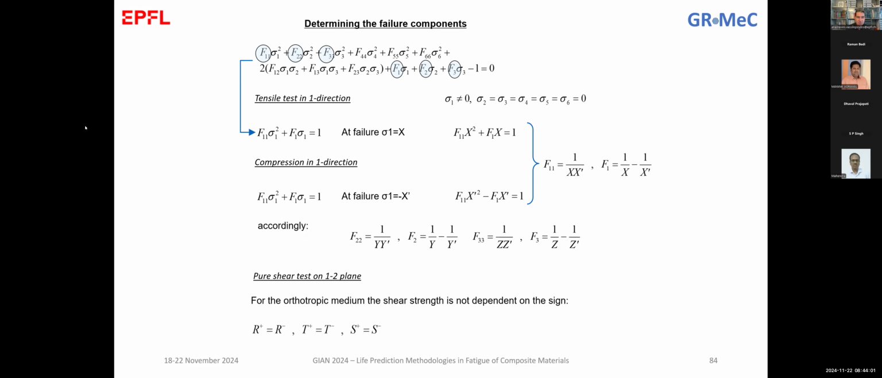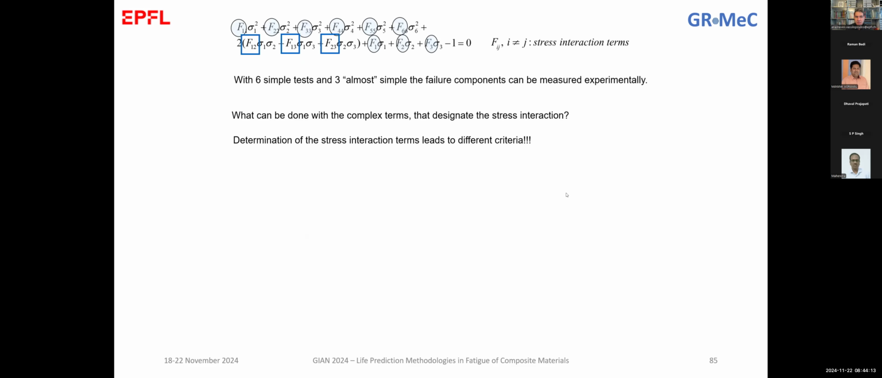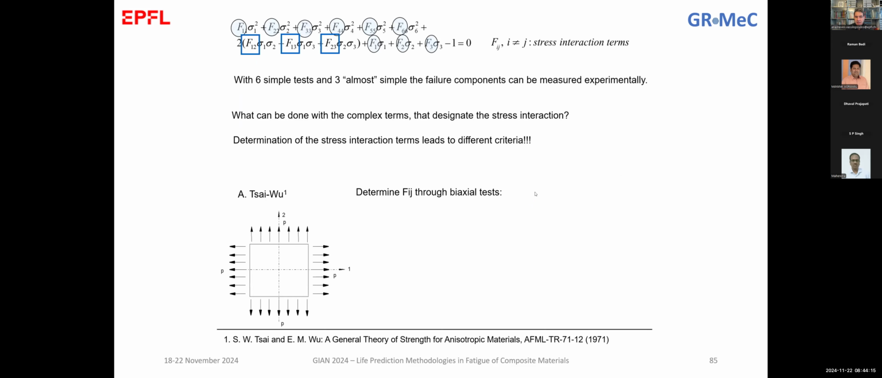These terms correspond to biaxial loading, actually: loading between 1 and 2, or 1 and 3, or 2 and 3. So it's very difficult to do this kind of test. That's why we've seen, in a lot of cases, different approaches for these terms.